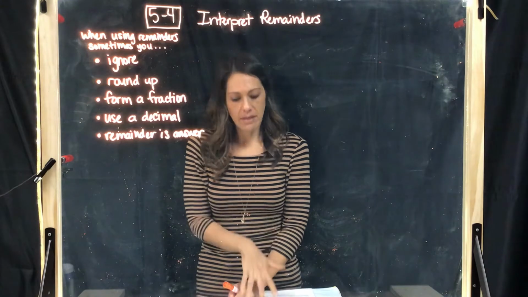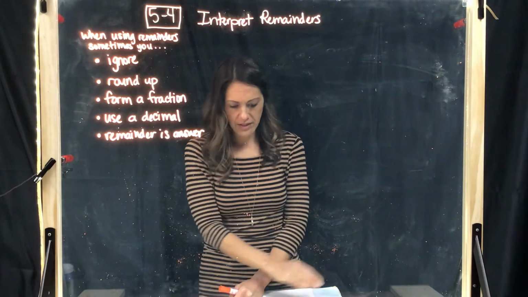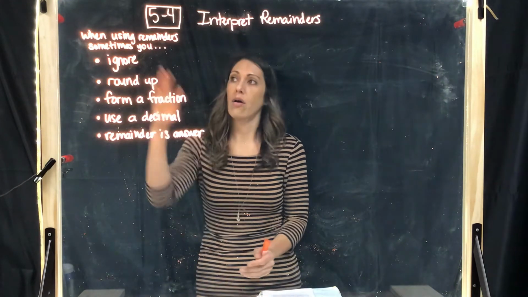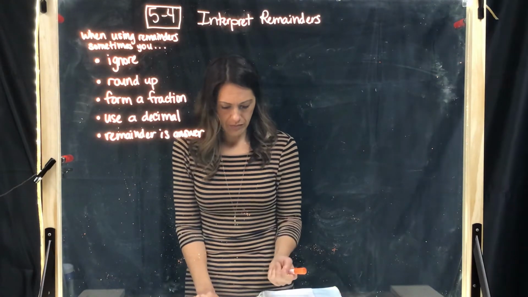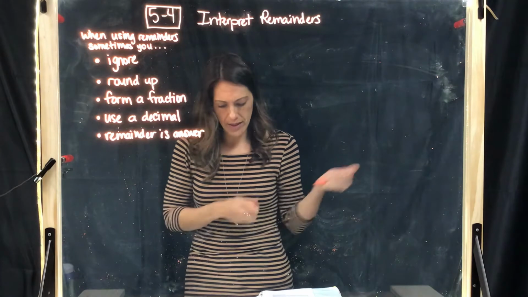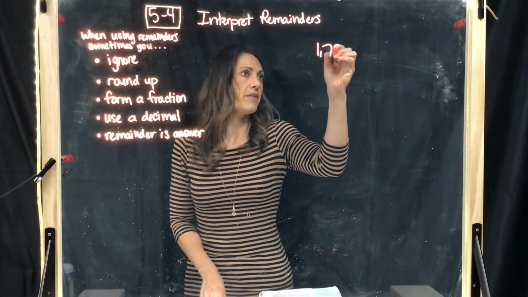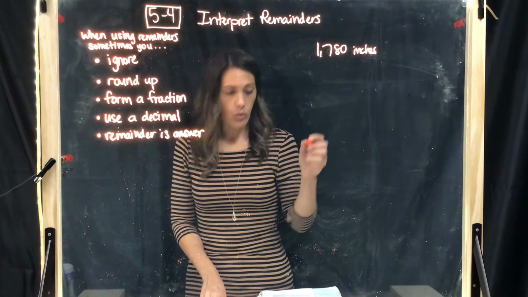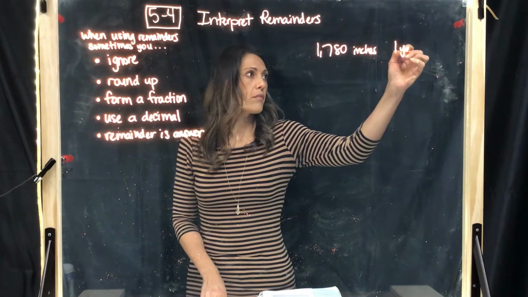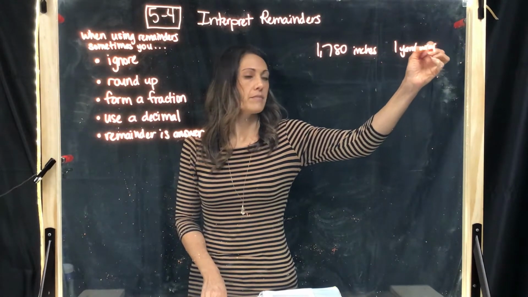So let's take a look at some of the problems on page 171 and see if we can figure out which one of these would apply, okay? I'm taking a look at number 1, and it says I have a roll of ribbon that is 1,780 inches long, and that it takes 1 yard to wrap a present, okay?